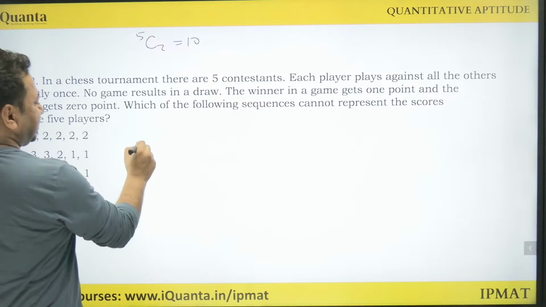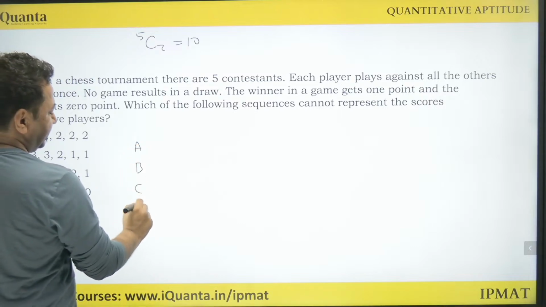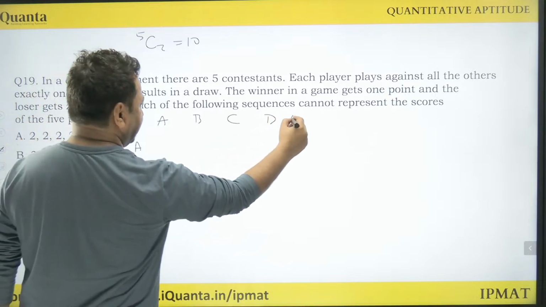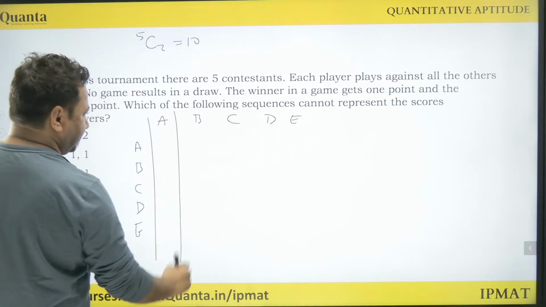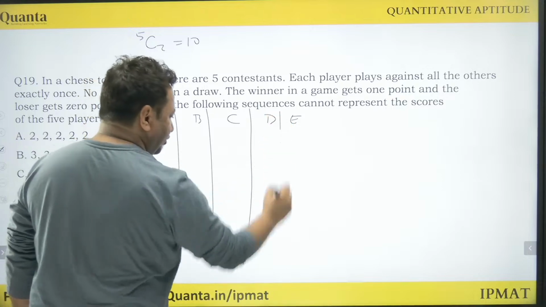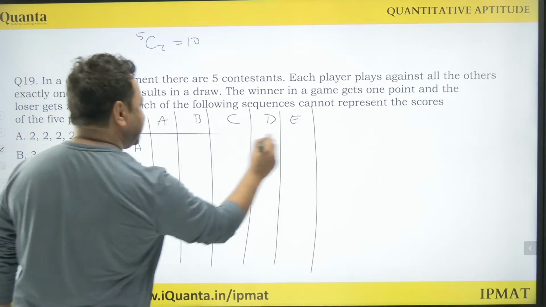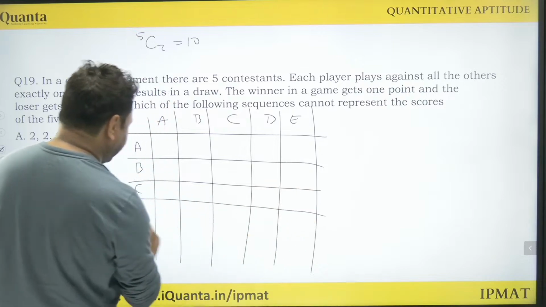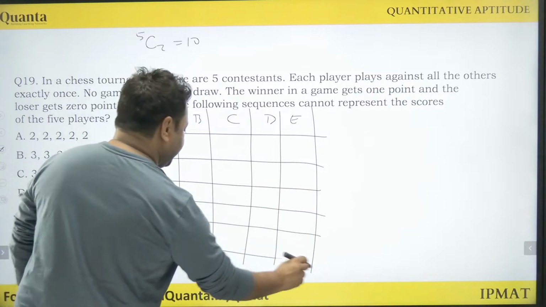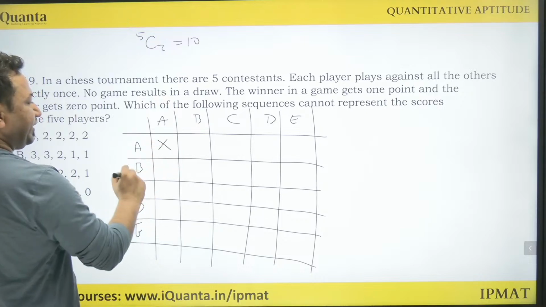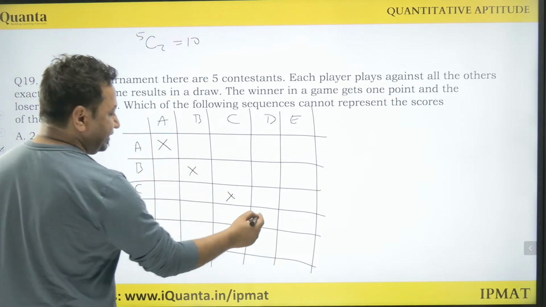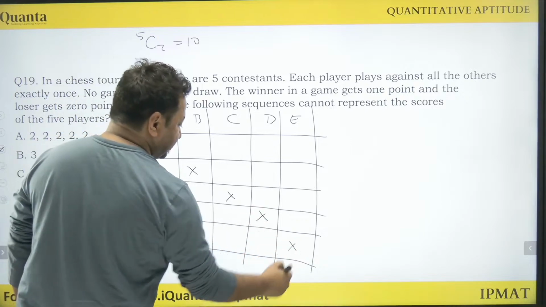So I'll just make a chart, A, B, C, D, E, and A, B, C, D, E, playing against each other. By the way, nobody plays against himself or herself. That is not possible, right? No one plays against oneself, which means here there will be no game. A with A, not possible. B with B is not possible. C with C, not possible. D with D is also not possible. E with E is also not possible.